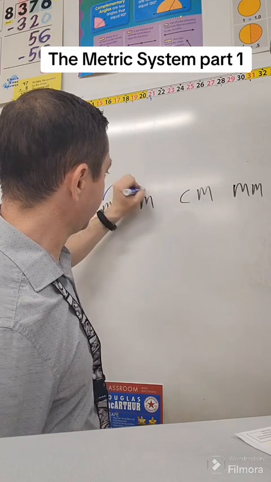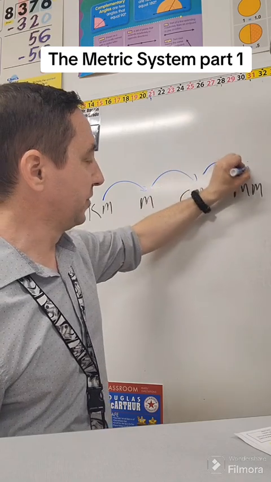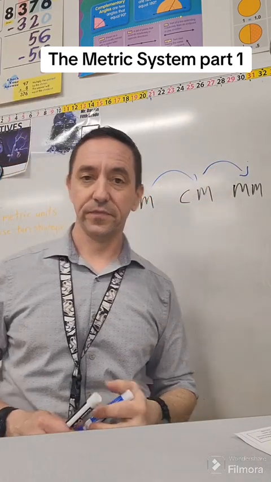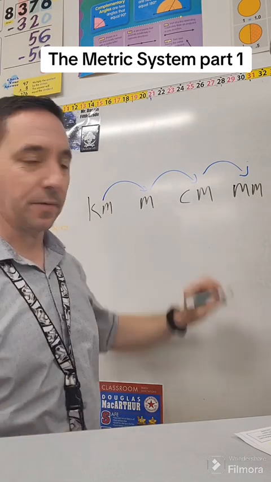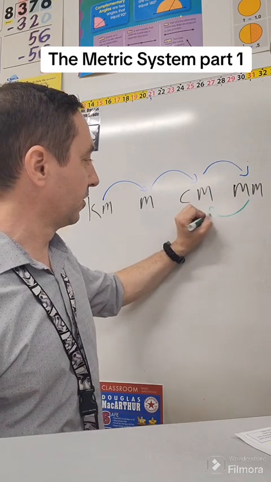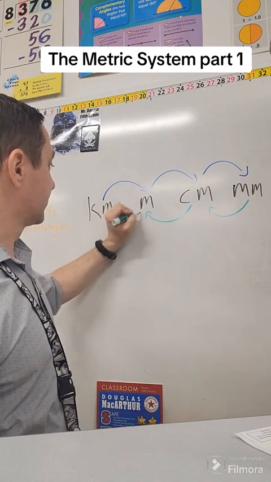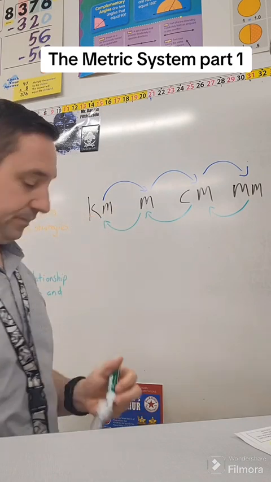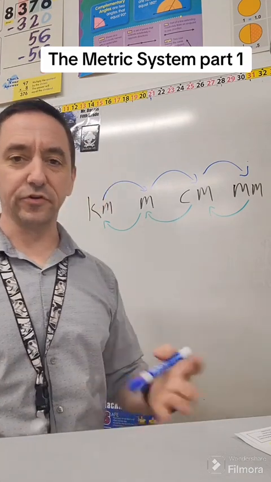Now, what I have them do after this is color code and draw a few arrows. I'm going to go from kilometers to meters, draw an arrow. Meters to centimeters, draw an arrow. Centimeters to millimeters, draw an arrow, all in one color. Then I'm going to take another color and go backwards from millimeters to centimeters, draw an arrow. Centimeters to meters, draw an arrow. And meters to kilometers, draw an arrow.